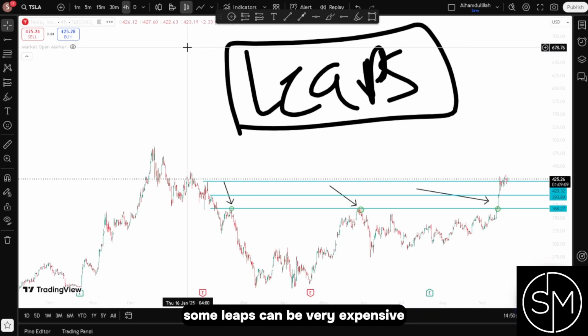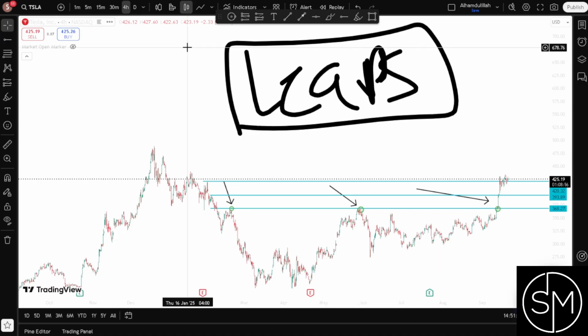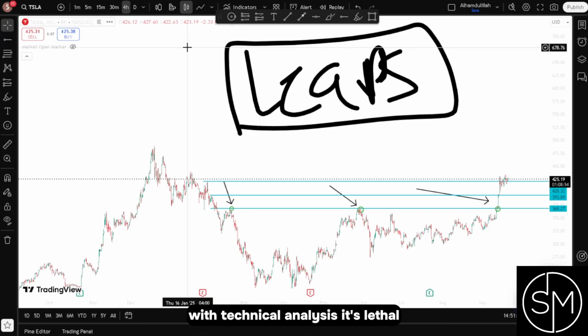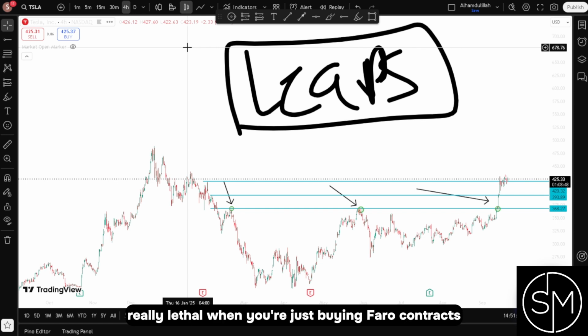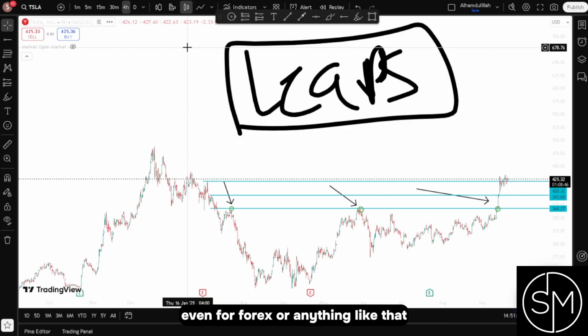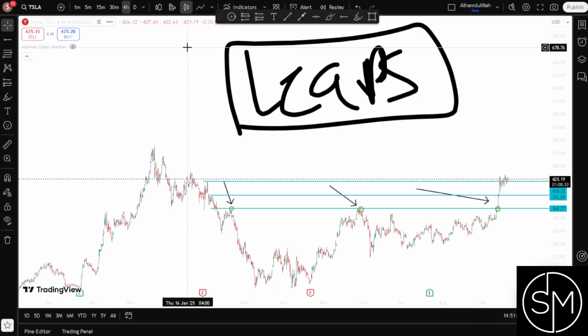Some LEAPS can be very expensive, but they're almost guaranteed, because even if you're in drawdown in the stock market and crypto market, as long as you have time, inshallah, recovery will happen. So it's like you're just buying money. Especially when you know how to use that with technical analysis, it's lethal. It can be really lethal when you're buying far out contracts, sitting on your bread, and knowing when to buy. Even for forex or anything like that, when you know how to buy at the right time and what to invest into, it can be extremely lethal. You can start seeing your wealth grow substantially. So cool.